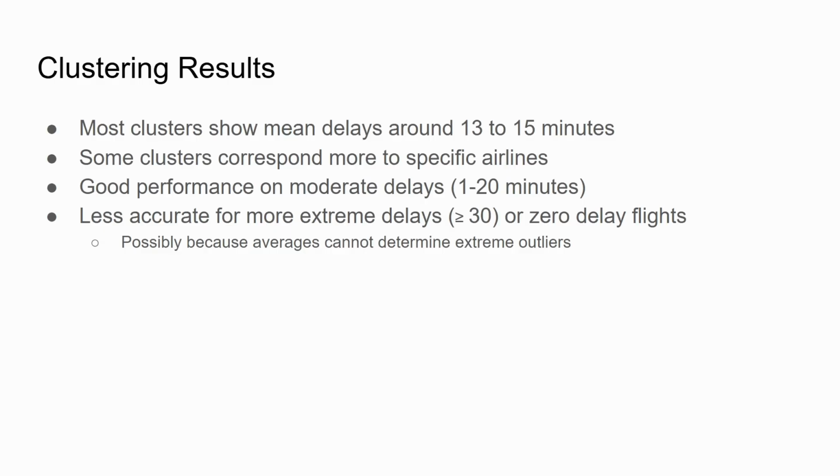So for our results, most clusters showed a mean delay around 13 to 15 minutes, which is the average delay. And then some of the clusters were more associated with specific airlines. But overall, with the cluster results, it performed the best on moderate delay. So if a flight was delayed by 15 minutes, you would get a prediction maybe like 13 or 17. But it was less accurate for the more extreme delays. So if it was over 30 minutes, for 30 minutes, it might output something like 50 minutes instead. Or if there was no delay at all, it would say it would be delayed by 14 minutes.